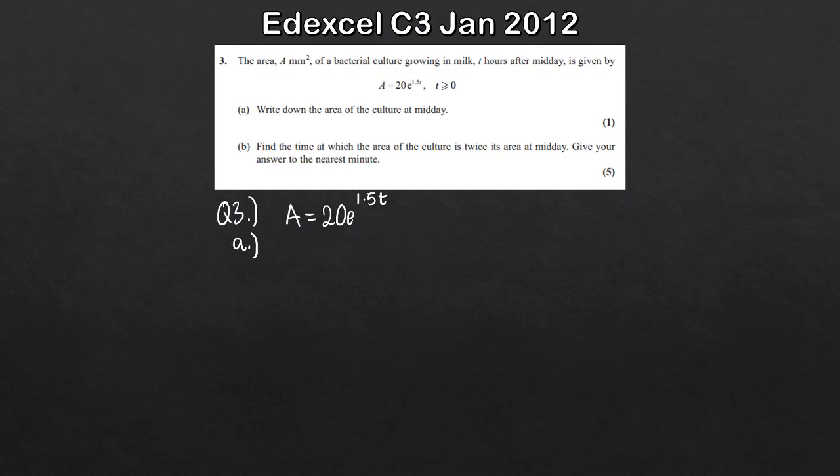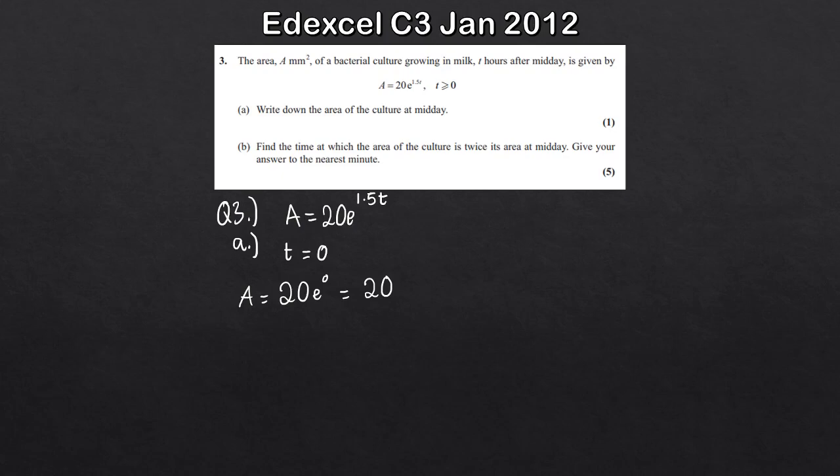You'll get used to these kind of questions, and what you will usually expect is that for the very first question, you normally always just sub in t equals 0. And that's the case here. This is t hours after midday. So if we want the culture at midday, that's just going to be 0 hours. So t equals 0, and we're just going to sub that into here. So A is equal to 20e to the 0, which is just 20 times 1, which is just 20. Okay, so that's the area there.